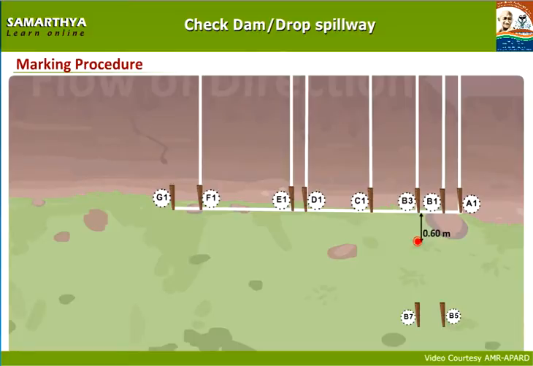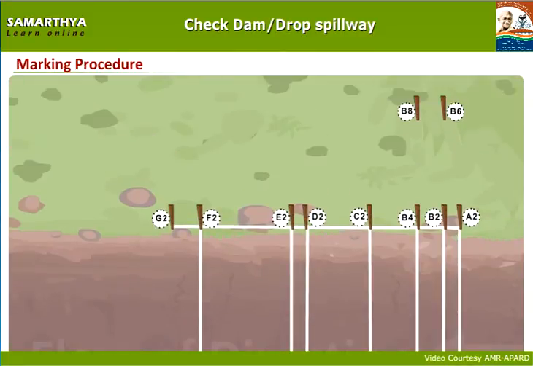Now, from B3 at a distance of 0.60 meters, fix a wooden pole and mark it as B9. On the right side of B4 at a distance of 0.60 meters, fix a wooden pole and mark it as B10.